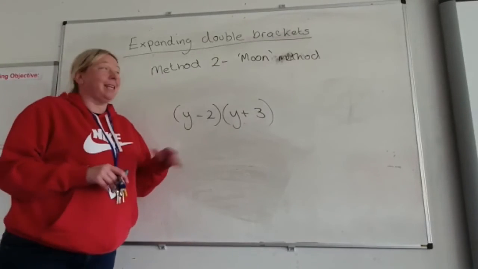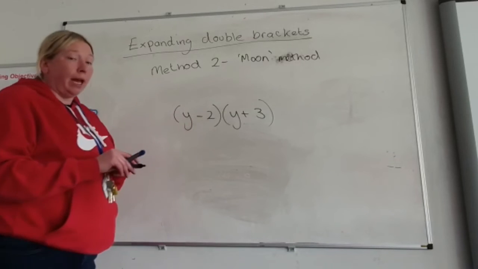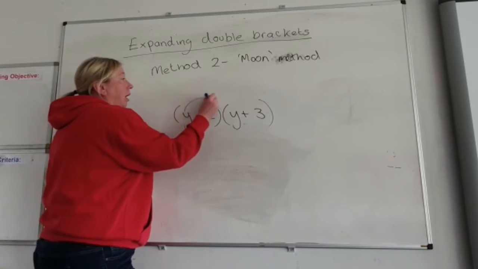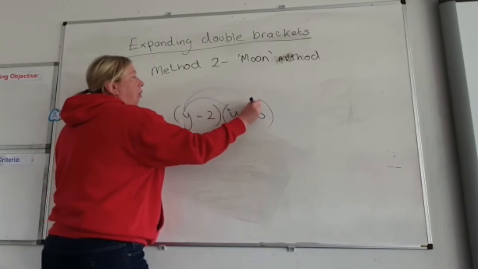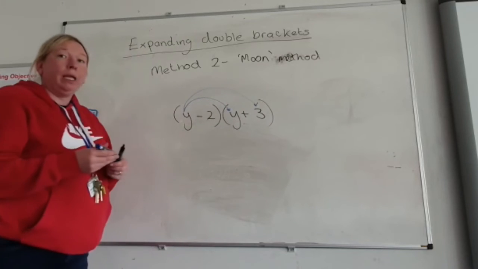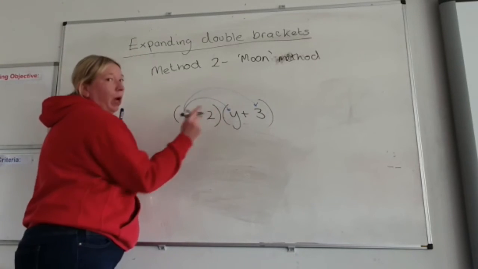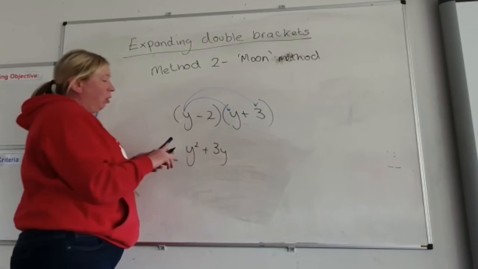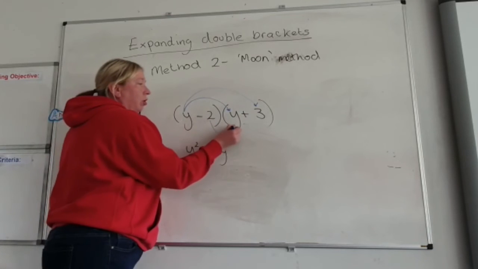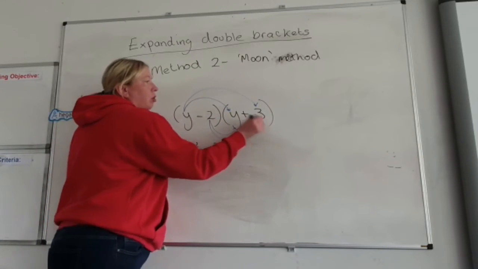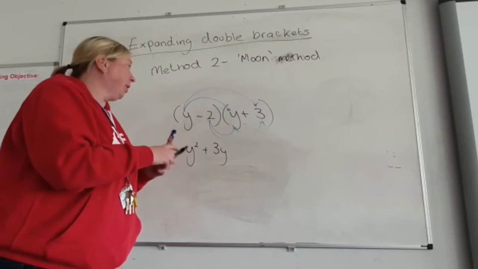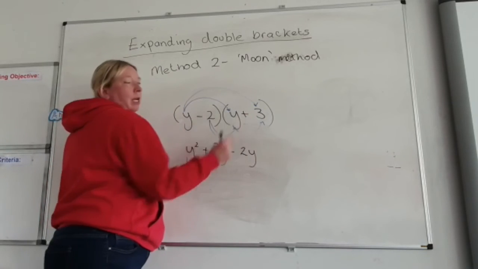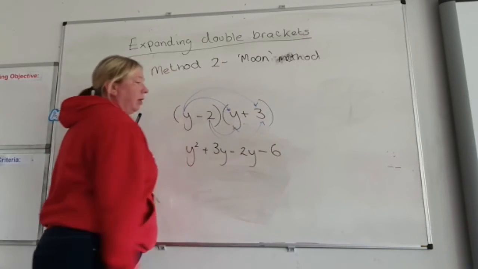And here's the same example using the moon method, including that negative in the first bracket. So we take the first term in the first bracket and draw arrows to both those terms in the second bracket. Remember, each arrow represents a multiplication. So y times y gives me y squared. y times 3 gives me 3y. We're then going to take the -2 and draw arrows from the -2 to both the terms in the second bracket. -2 times y will give me the -2y, and the -2 times 3 gives me -6.